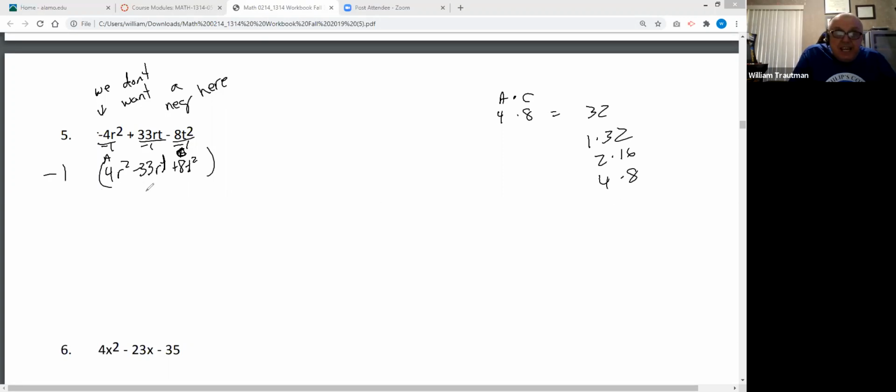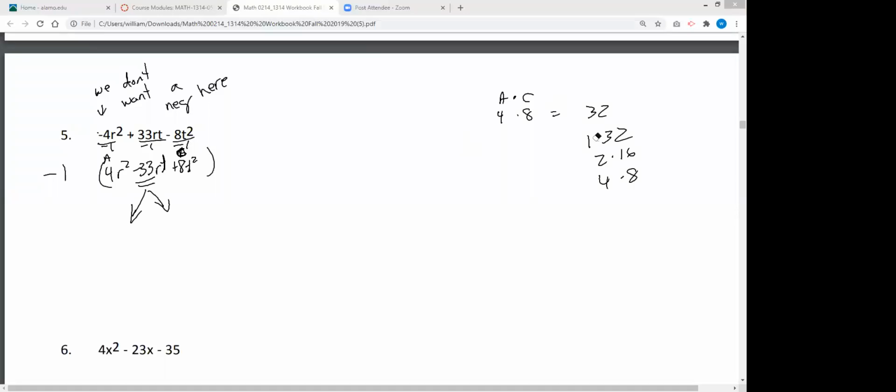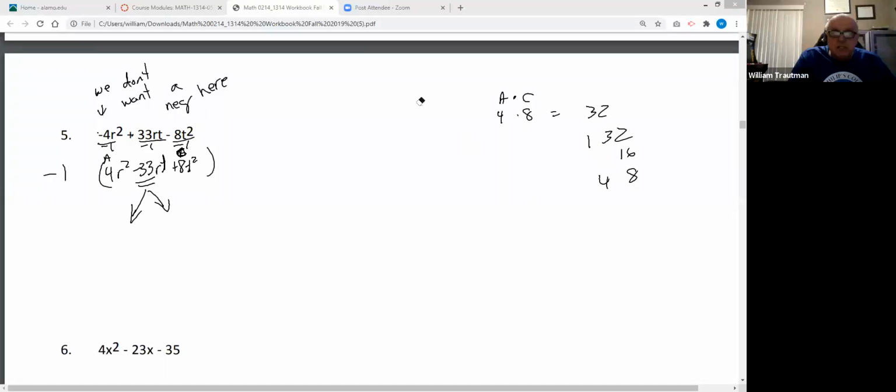How do I get a -33? -32 minus 1. Yes. So a -1 and a -32 give me a -33. Now they're both negative, so it doesn't matter which one goes first. I'm going to put the -32 first. -32RT minus 1RT.